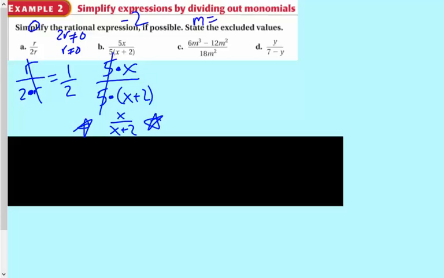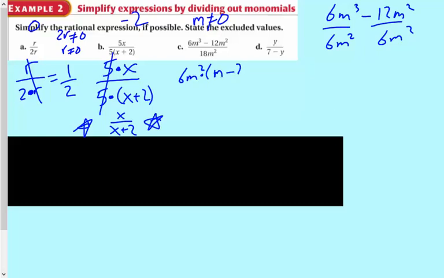For part C, m can be equal to 0, so if you plug in 0 on the bottom there, it's going to give you 0. I'm going to factor out the GCF here out of the top, which would be 6m squared. So I have 6m cubed minus 12m squared. I'm going to divide by 6m squared, divide by 6m squared. That's going to give me 6m squared on the outside times m minus 2 over 18. I should put a dot there. 18 times m squared. So here I have an m squared and an m squared. 6 divided by 18 is 1 over 3. So on the top I have m minus 2. I don't need the 1 there. And then on the bottom I have a 3.